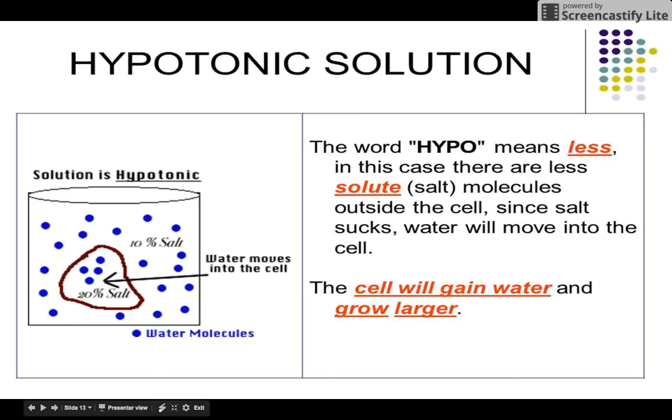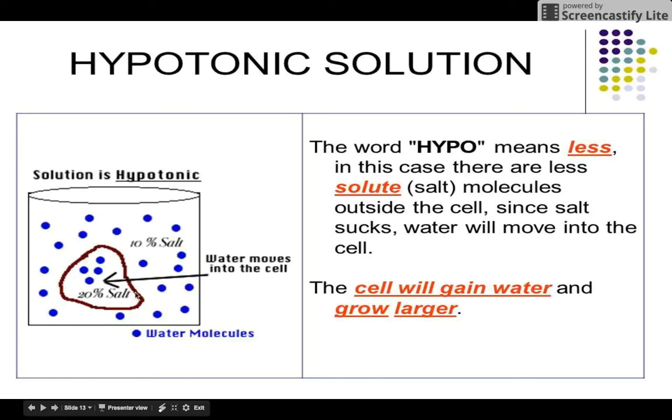First, let's talk about hypotonic. The word hypo means less. In this case, there are less solute or water, or salt molecules on the outside of the cell. Since salt sucks, water will move into the cell. Since there is more salt on the inside of the cell than on the outside, the cell will gain water and grow larger. A cell can grow so large by gaining so much water, it will burst.